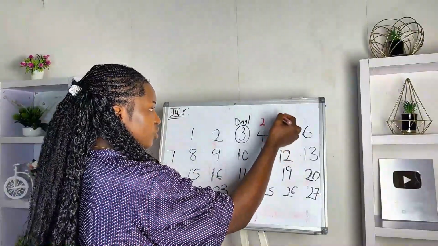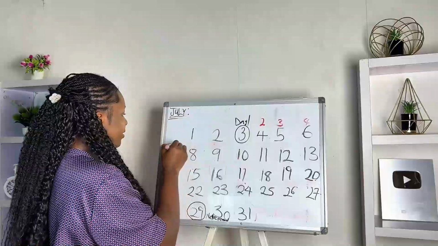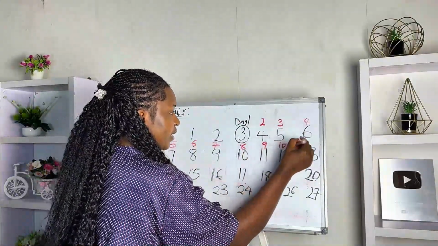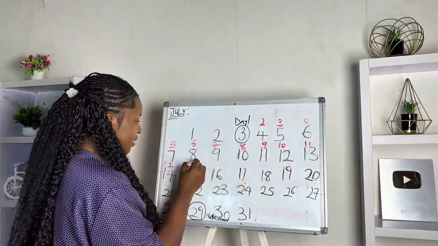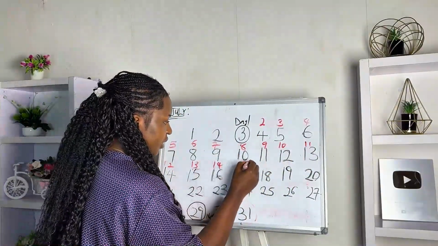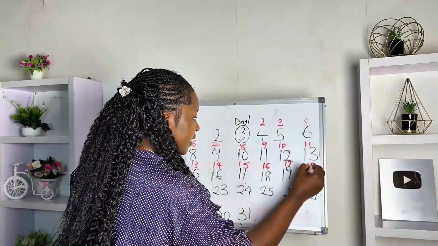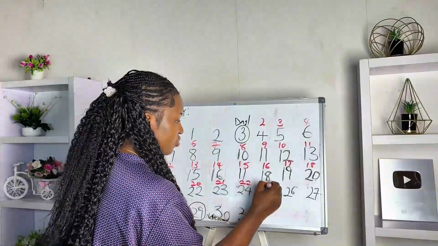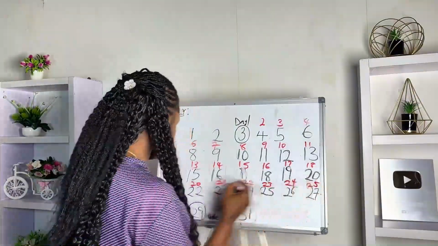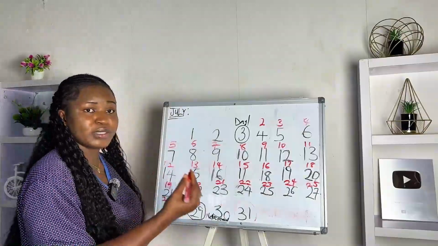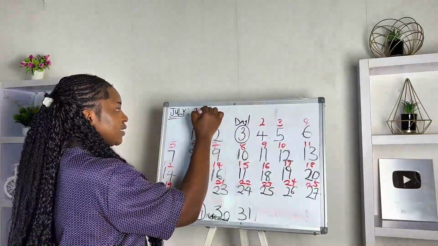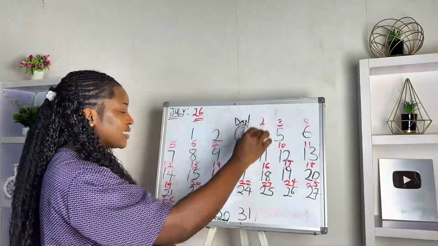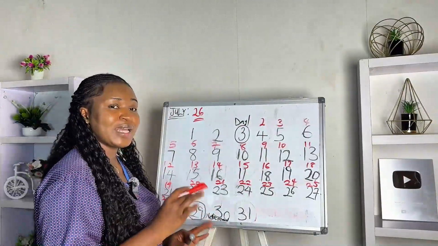So it's going to be day 1, day 2, day 3, day 4, day 5, day 6, day 7, day 8, day 9, day 10, day 11, day 12, day 13, day 14, day 15, day 16, day 17, day 18, day 19, day 20, 21, 22, 23, 24, 25, 26. So this person has a 26-day cycle. So your menstrual cycle length is the number of days from the first day you saw your period to the day before your next period begins. So that is your menstrual cycle length.